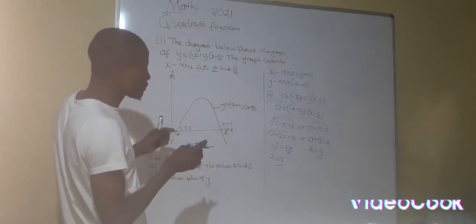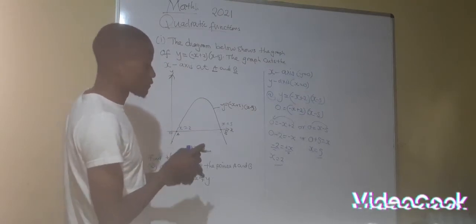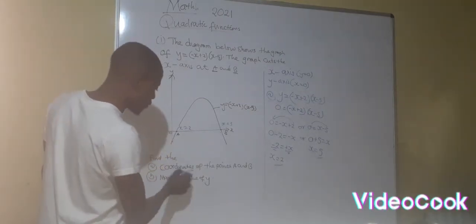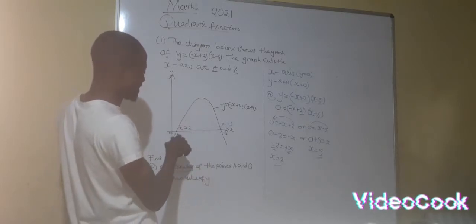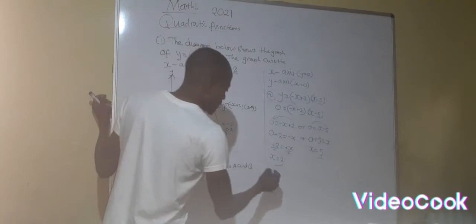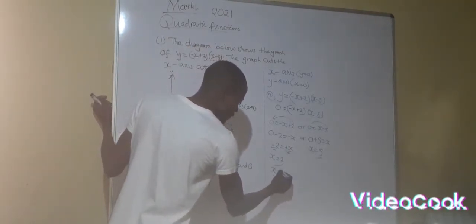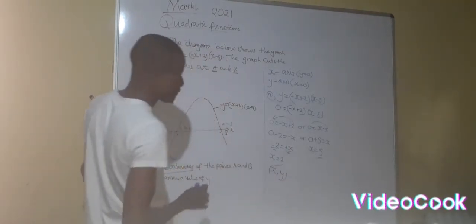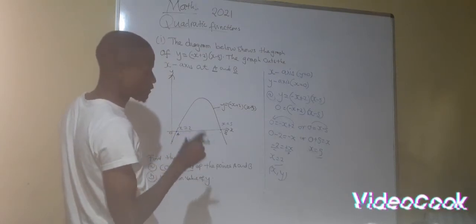Now, the question did not only ask us to find the values of x. The question is the coordinates of the points A and B. When writing coordinates, they are always written in the form of x, y, meaning write the value of x first, then the value of y second.